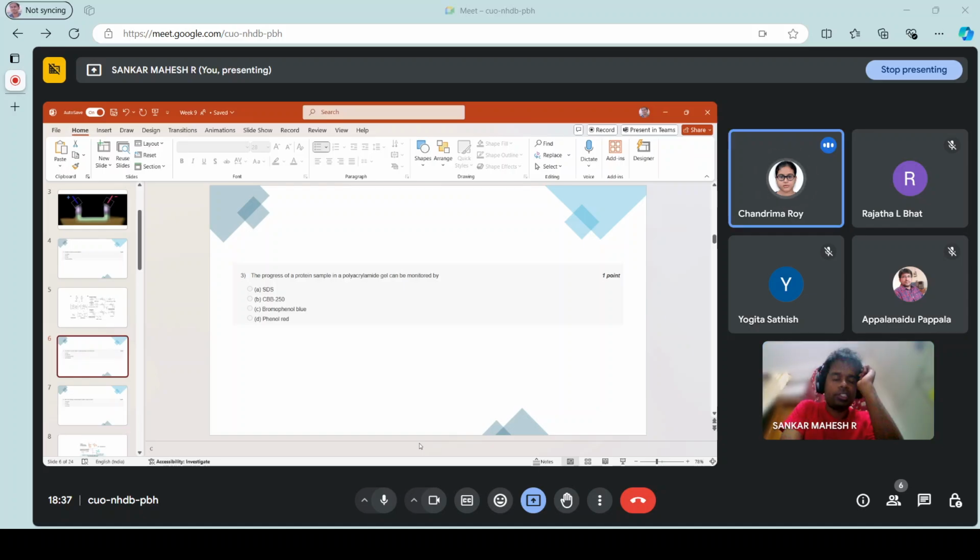Yeah, Rajata. Sir, option B, CBB 250. What is that? Coomassie Brilliant Blue. Okay, what does it do? Sir, it's a dye used to stain proteins after electrophoresis. Right. But okay, do you know where CBB 250 binds to in a protein?